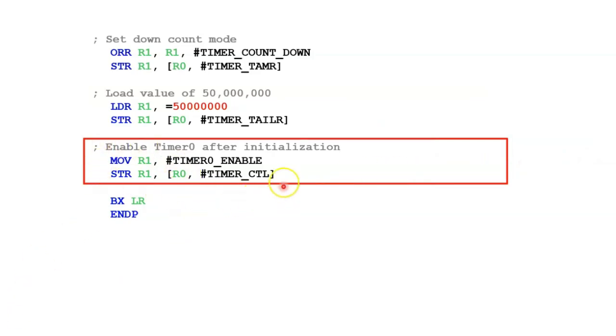Now we come to these two instructions here, and the purpose of these two instructions is to enable timer 0 after initialization. Now, timer 0 underscore enable has been assigned 01 hexa earlier. So the MOV or move instruction will copy this value into R1.